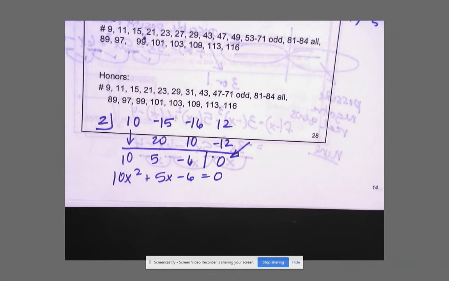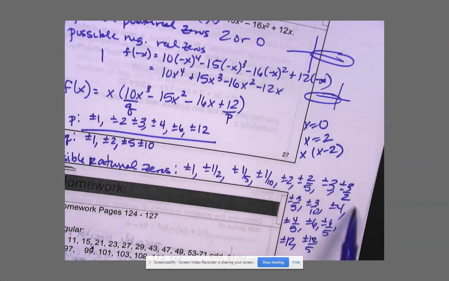Is this going to factor? I'm going to tell you, the answer is no. Why do I know the answer is no? Because we picked out all the ones that worked here. This is all the ones where you set it equal to 0 and you get a nice little fraction answer. Does that make sense? So I know it's not going to factor.